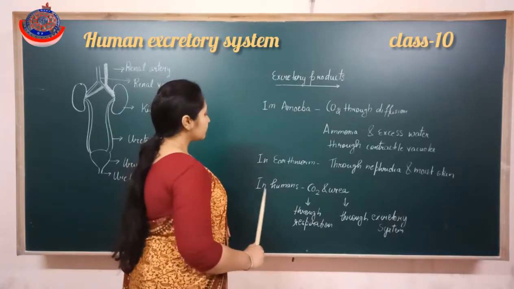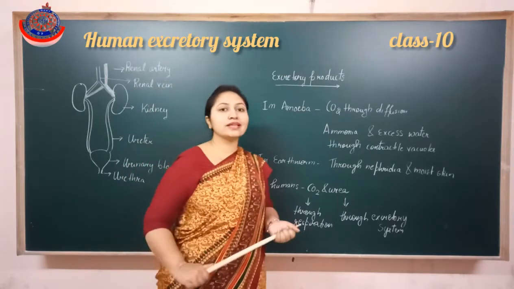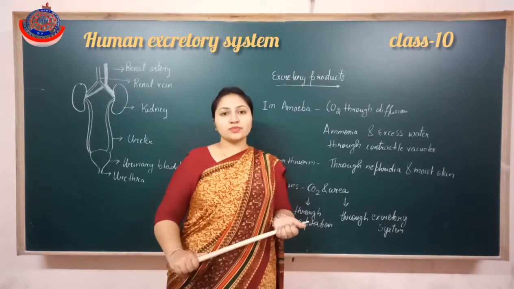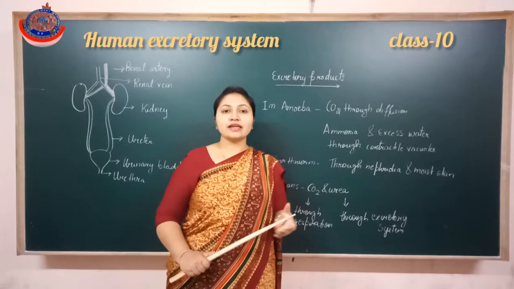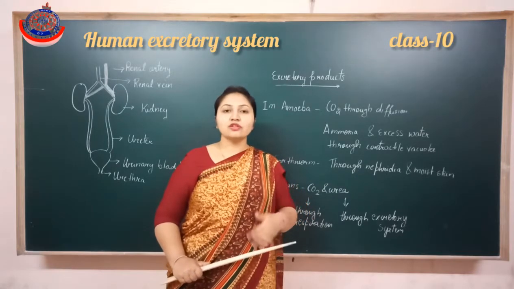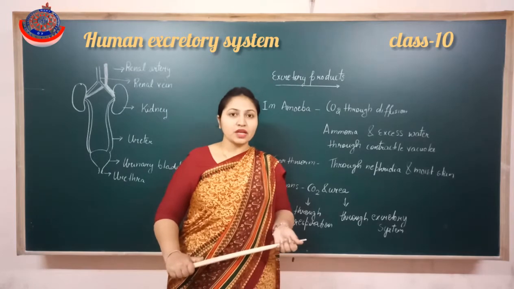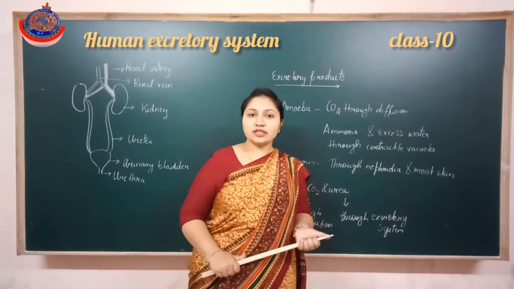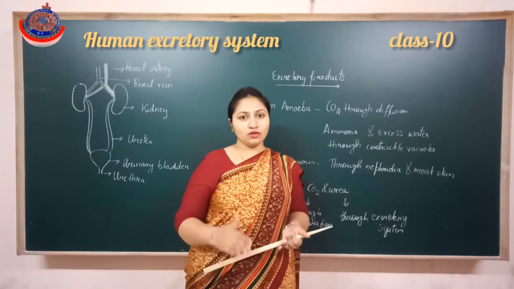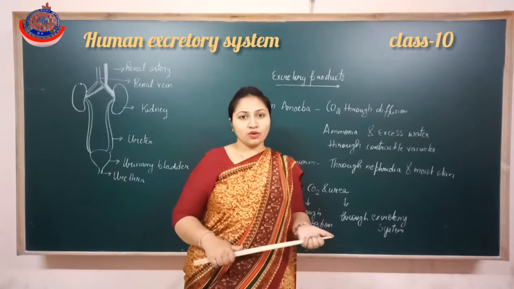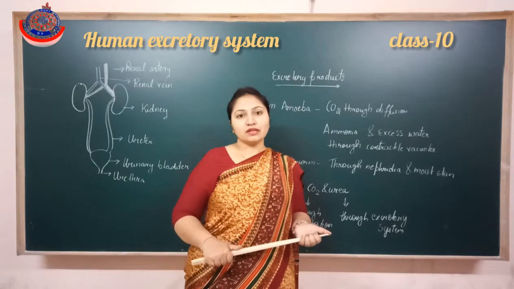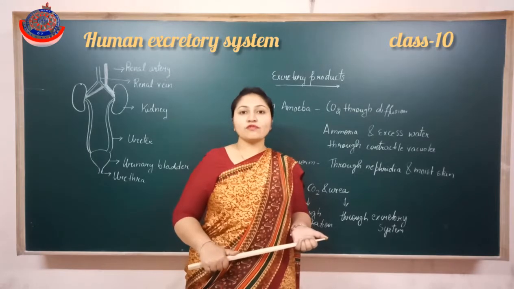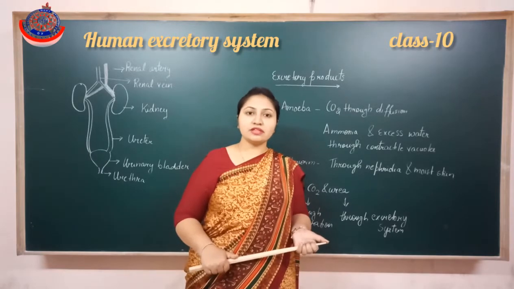Now next is the case of human beings. Two types of excretory products are produced. One is carbon dioxide, which is produced through the respiration process, and it is removed from the body through exhalation. Next is urea. Urea is produced in the liver from unused proteins. This urea is removed from the body through the formation of urine by the human excretory system.